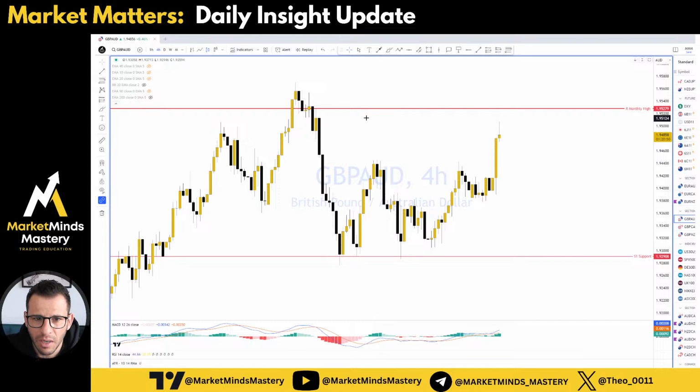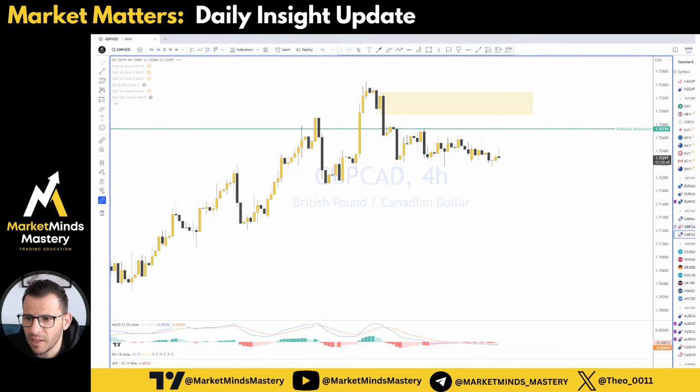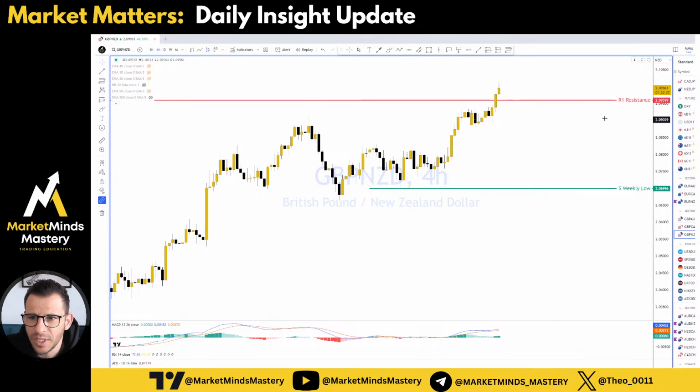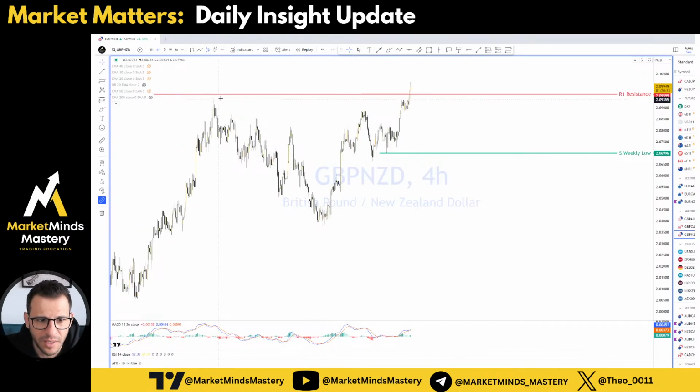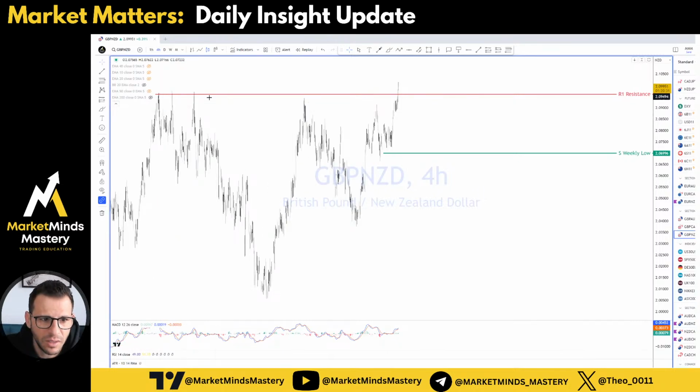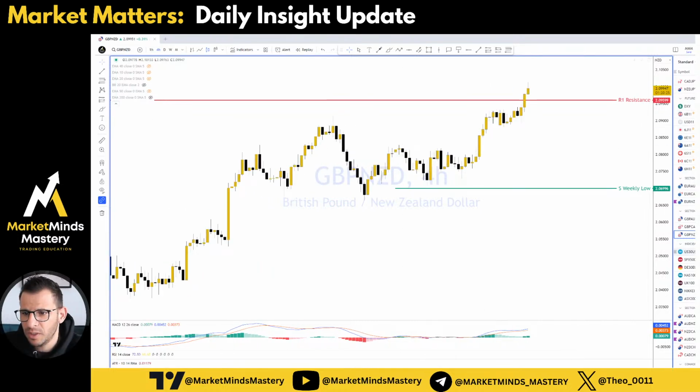Pound Australian dollar. Similarly, the price moved to the upside due to the unchanged interest rates by the Reserve Bank of Australia. Pound CAD sideways, nothing here. Pound New Zealand also surpassed this high resistance area. I assume it's going to be a monthly high here. I don't remember, I haven't checked the monthly chart.